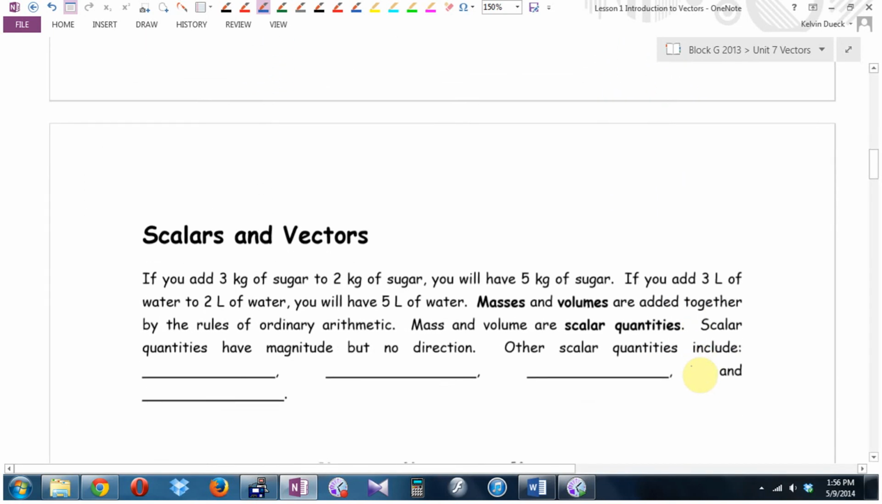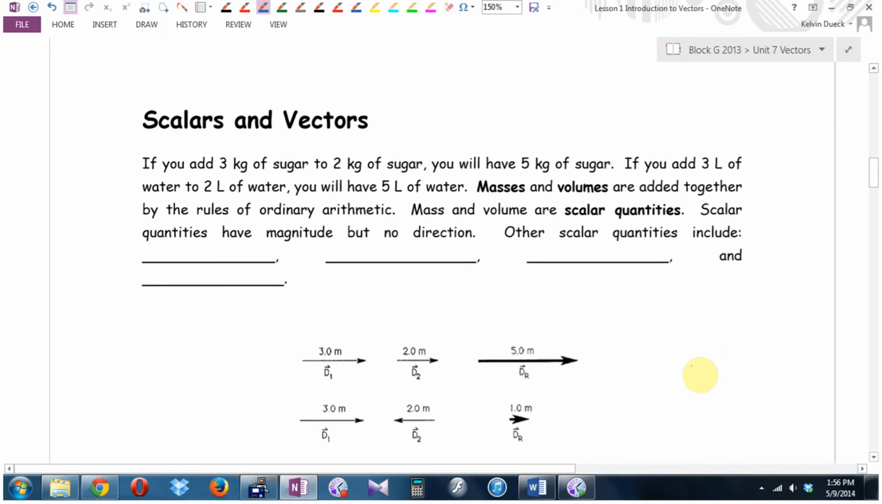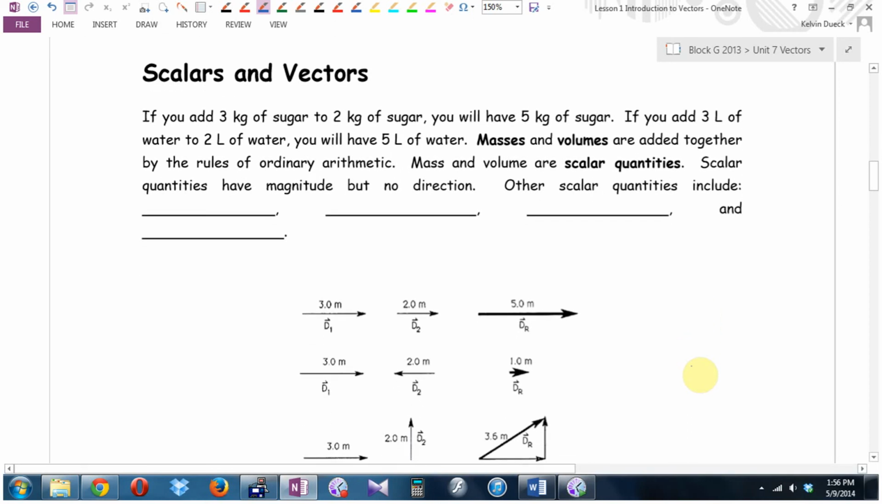So, scalars and vectors. If you add 3 kilograms of sugar to 2 kilograms of sugar, you'll have 5 kilograms of sugar. If you add 3 liters of water to 2 liters of water, you'll have 5 liters of water. Masses and volumes add together like normal arithmetic. They're scalar quantities. Scalar quantities have magnitude but no direction. Hey, what are some scalar quantities? You've learned some finally this year. What are scalars? Give me some examples.